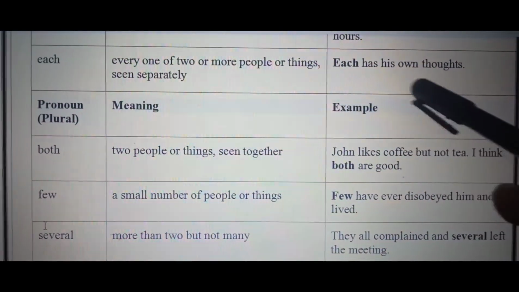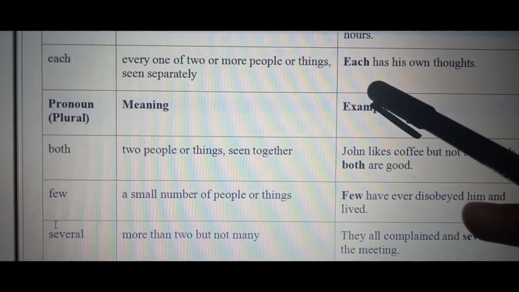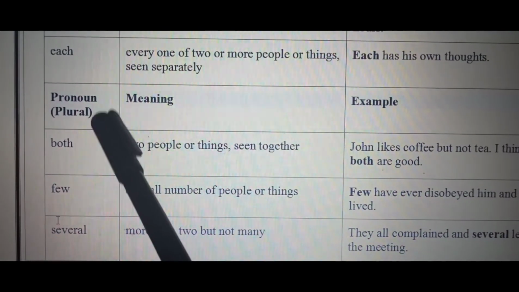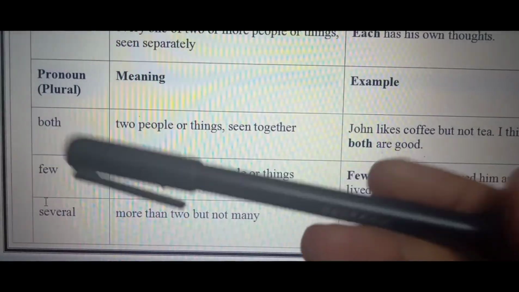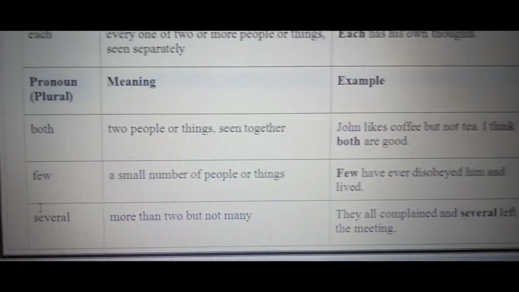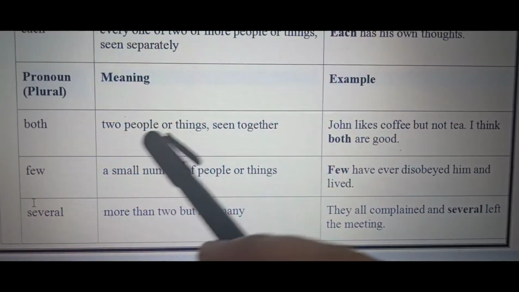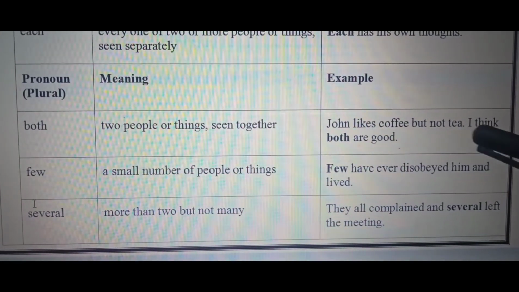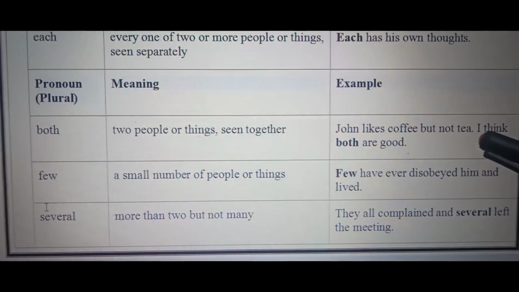Here, each has his own thoughts, right? So now it's talking about 1 or 2, or more than 2 people, right? There are a number of pronouns which are used in singular and plural. I have just given some of them. The remaining you will get in the synopsis. Now both is used for 2 people or things which are seen together. John likes coffee but not tea. I think both are good. Here we are talking about 2, that is coffee and tea.